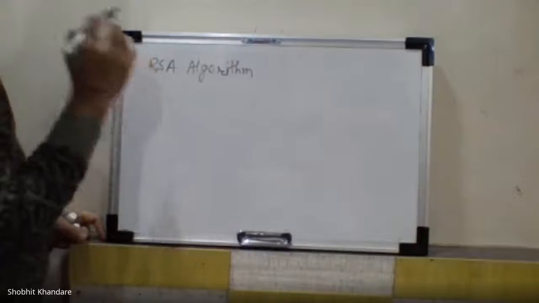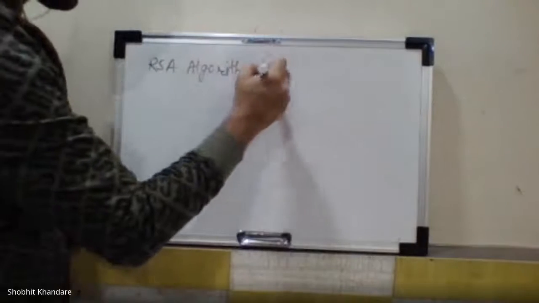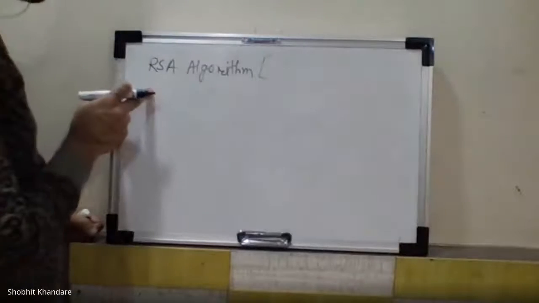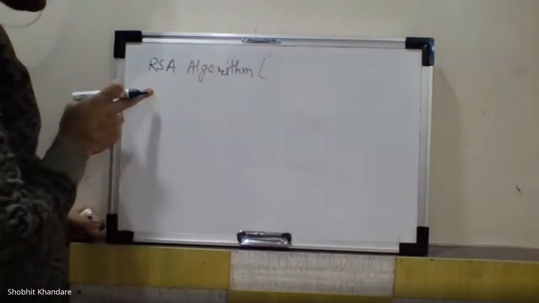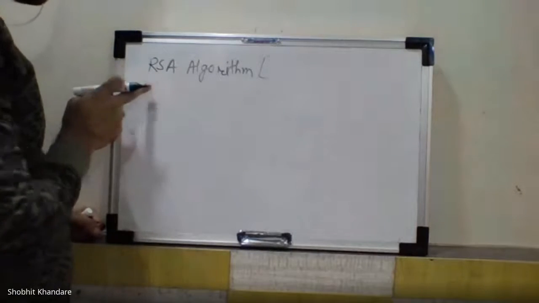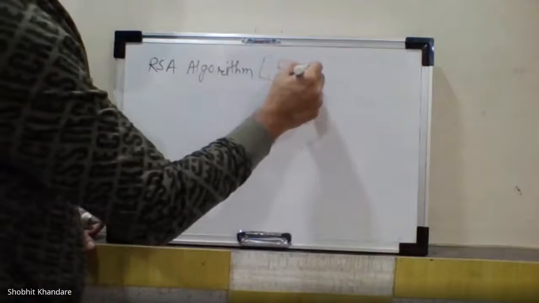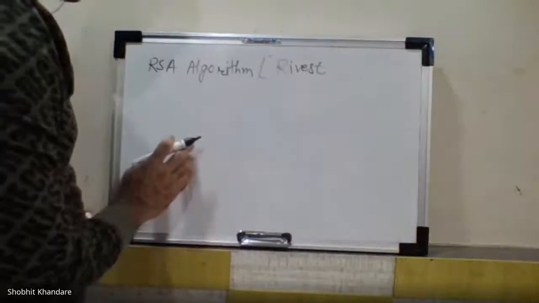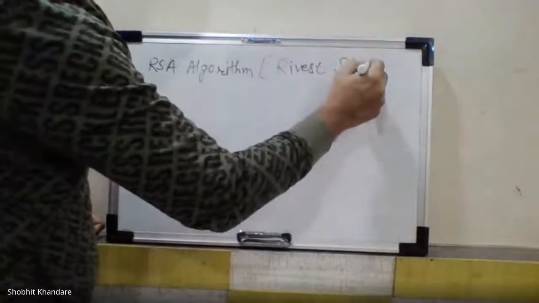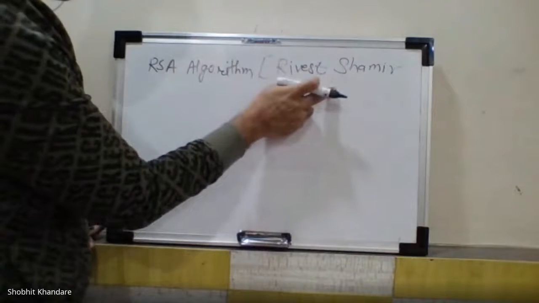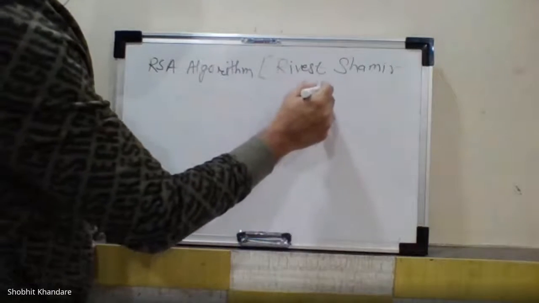So first thing, we should know the full form of RSA. It is named after the persons who founded this algorithm, by their names. RSA stands for Rivest, Shamir, and Edmund.